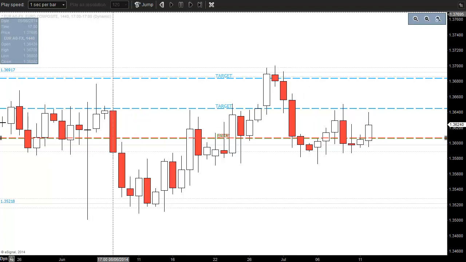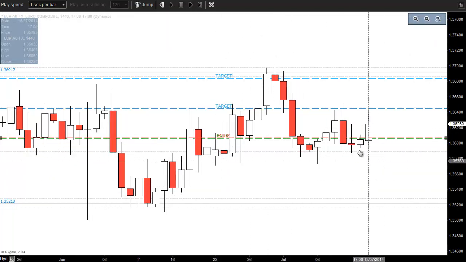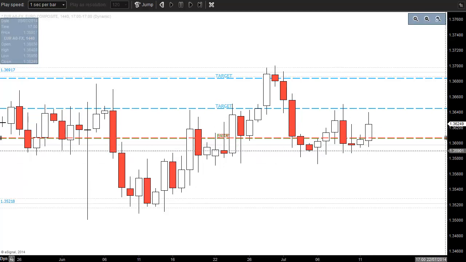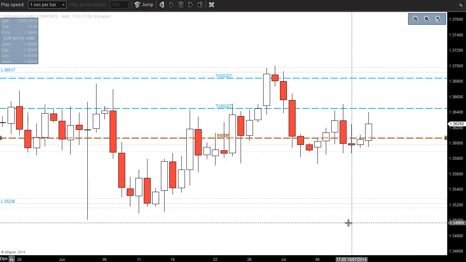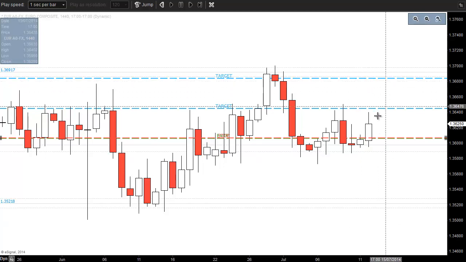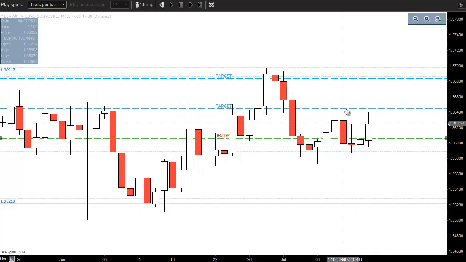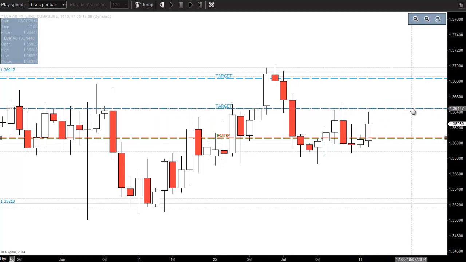I'm just going to pull all the way to the end. We can see that the trade only ever hit my first target. Now, this was slightly disappointing, obviously. I wanted it to go ahead and hit my second target, but it's not always going to happen. This was turned around by news.